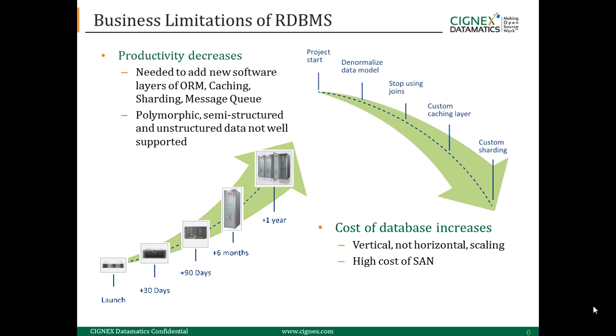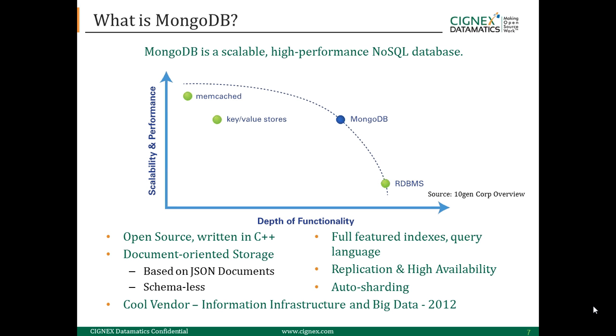It also requires very costly SAN, storage area networks, and productivity decreases. The reason being, a lot of semi-structured, unstructured, and polymorphic data is available which is not supported. It needs to be normalized, then entered into the system. Additional layers of caching, ORM, and message queue get added on top of the database. So as time passes, the productivity decreases. The reason being, in a more complex environment, more knowledgeable people are needed. So those kinds of challenges keep happening.